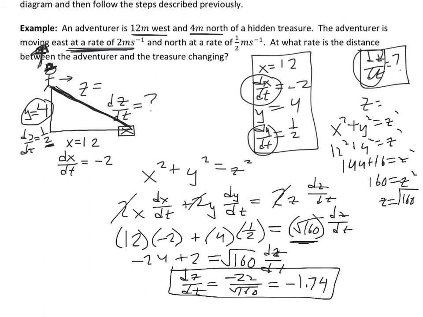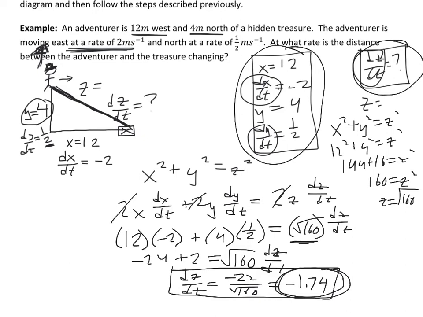Okay, so based on how the adventurer is currently moving, they are technically getting closer to the treasure, but we know that they're not quite on target for figuring out where this thing is. So I hope that this was a sensible example of how a diagram can help us to see what the known information is and what the need-to-know information is, so that we can pick the right equation, do the derivative with respect to t, plug values in, and solve.